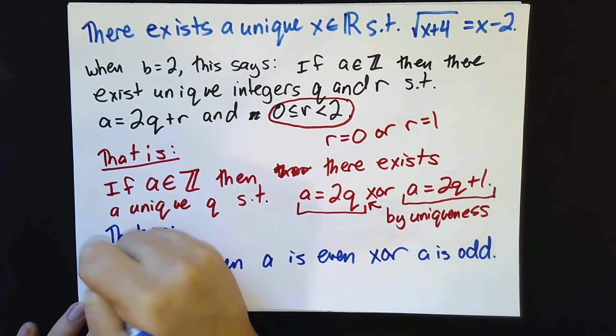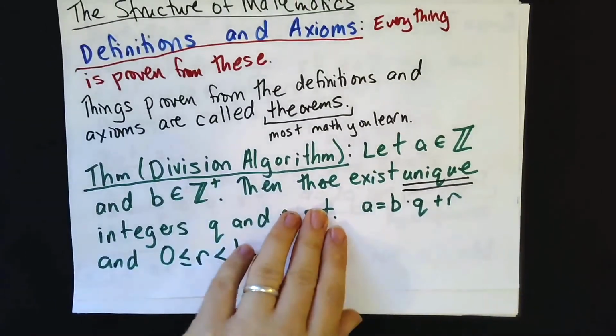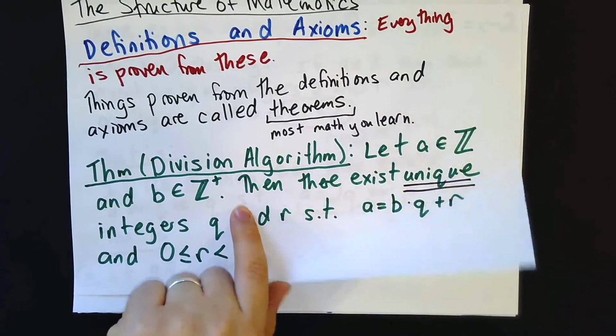Now, typically in math, we would call this a corollary. What's a corollary? A corollary is a result that follows pretty easily from a big theorem. So in particular, a corollary is a true thing, so it's kind of a theorem itself. It's no less true than a theorem. But if we call it a corollary, we're saying, okay, this is a little result that we get out of the big result. And in this case, it's a little result that we got out of the big result of the division algorithm.